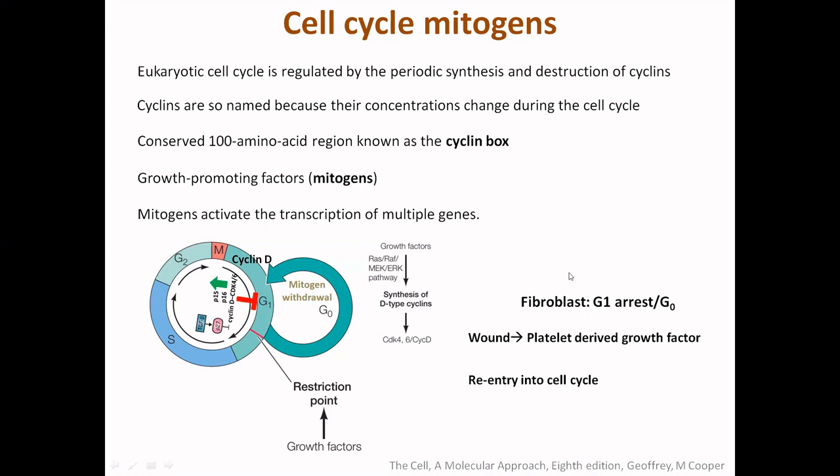One example is the fibroblast, which is arrested at G1 or G0 phase. But when there is a wound, the wound leads to the secretion of a mitogen, a growth promoting factor, the platelet-derived growth factor. And when this mitogen is available, fibroblasts re-enter the cell cycle so that there is a proliferation of cells and wound healing takes place.